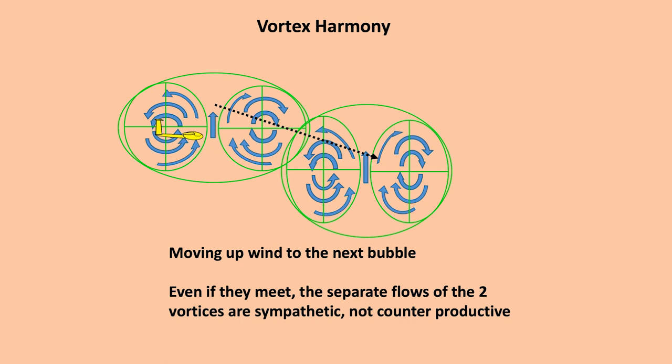If these cores are close to each other, we can see that the air flows of the two edges of the vortices are going in the same direction. They're actually supporting each other without any trouble whatsoever. So even if they meet, the separate flows of the two vortices are sympathetic. They're not counterproductive. So what we get on our indicator then is as though there's one elongated thermal, but there isn't.